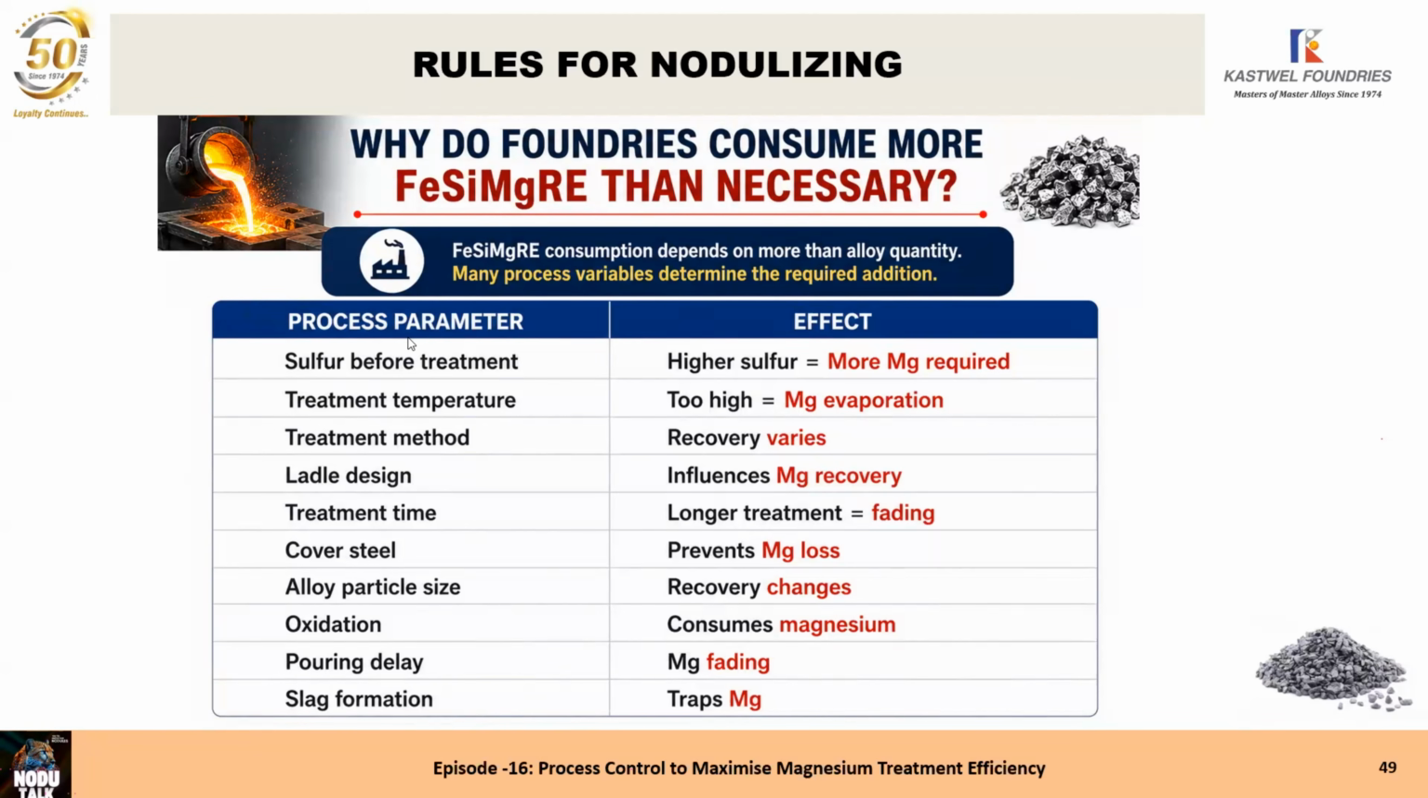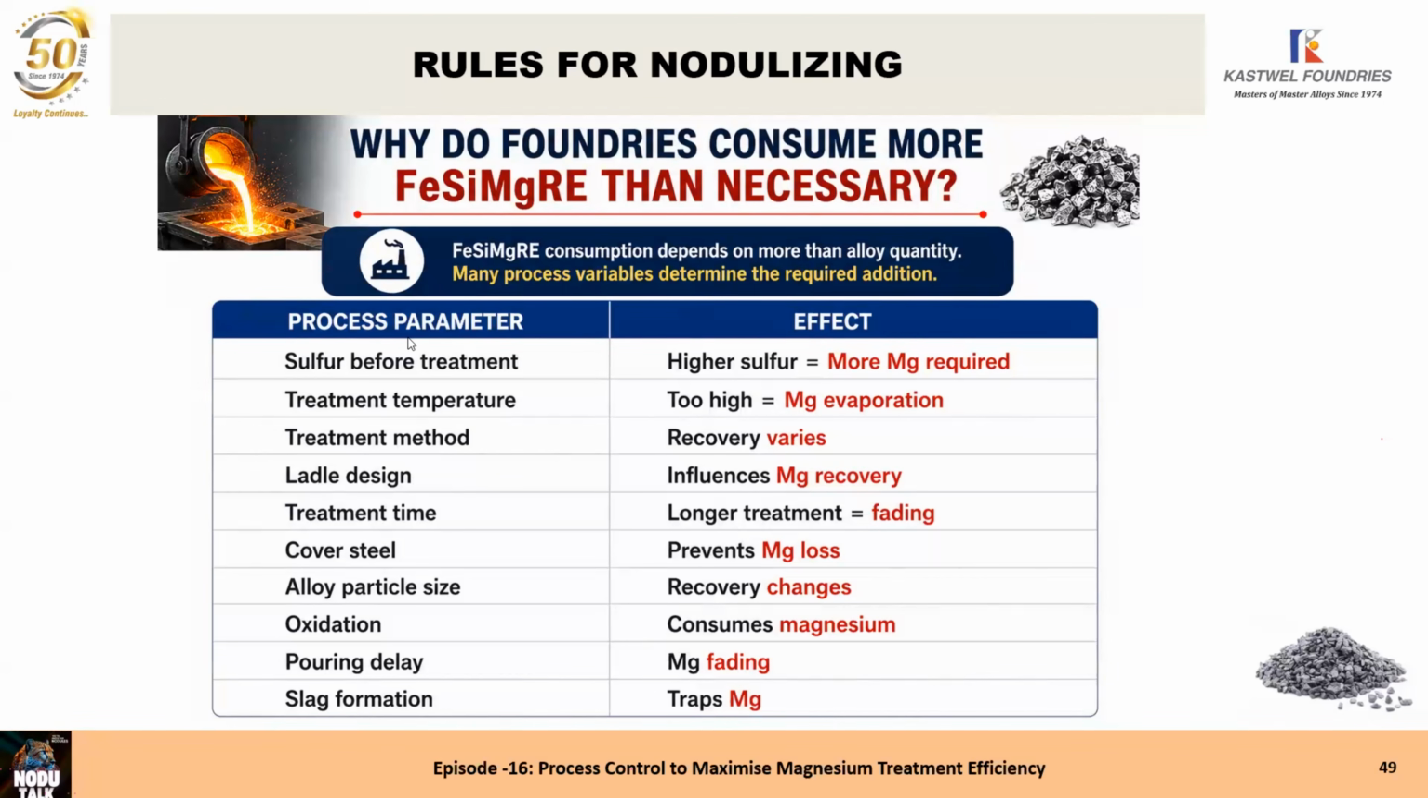Cover steel prevents magnesium loss. Alloy particle size: mostly in the foundry, people have only one or two alloy particle sizes, but they use different magnesium treatments for casting of different wall thicknesses. So you need alloys depending upon the magnesium treatment weight and also depending upon the type of casting you're making.